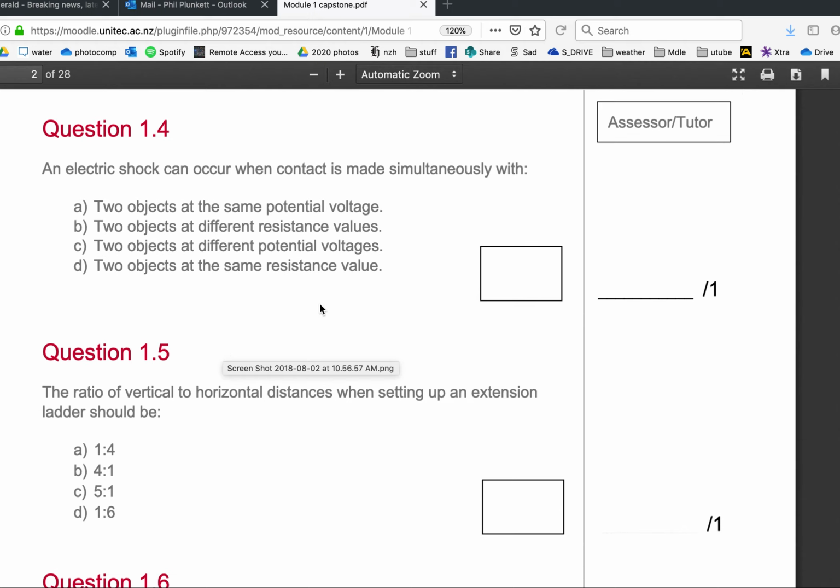Electric shock can occur when contact is made simultaneously with. Okay, so electric shock, we need a voltage. So what we got, two objects. So this one's about voltage, so we can cross out anything with resistance in it. Nothing to do with resistance. So it's all about the voltage, which leaves us two objects at the same or different. We're always looking for a different. It's got to have different voltages. Same voltage, you're not going to get any current to flow.